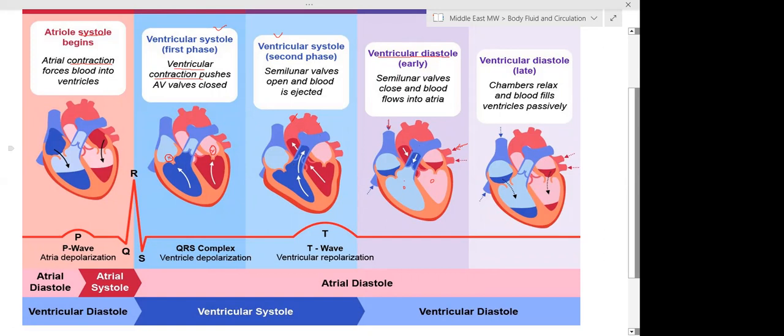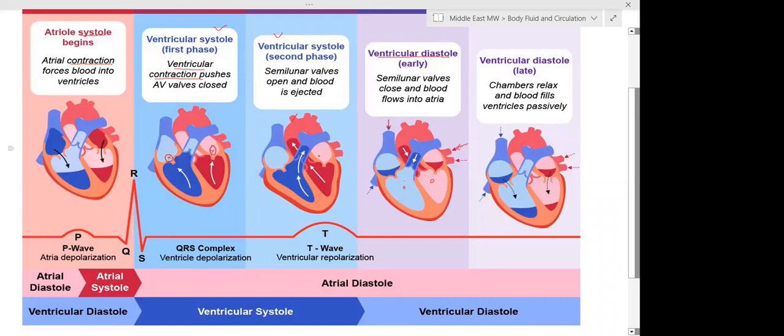Now, then again, what will happen? Again, it will come back to its original position. Ventricular diastole. Now the blood will start coming into the atrium. Right? Then again, it will repeat with the P wave. Clear? Yes. So take this screenshot. This is the systole and diastole, atrial systole and atrial diastole.